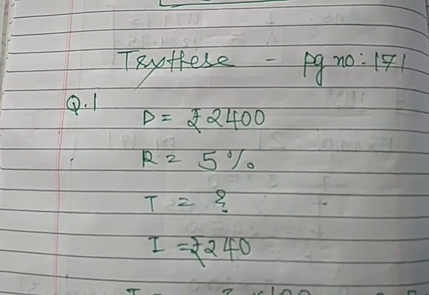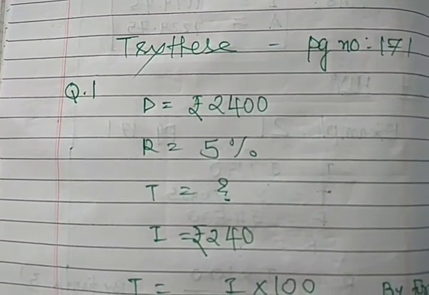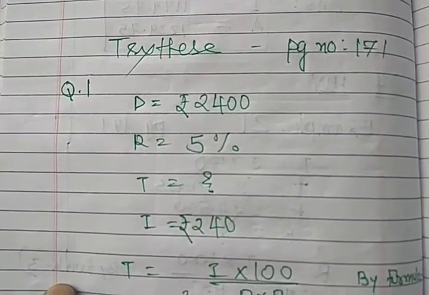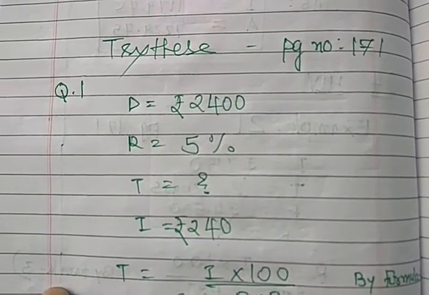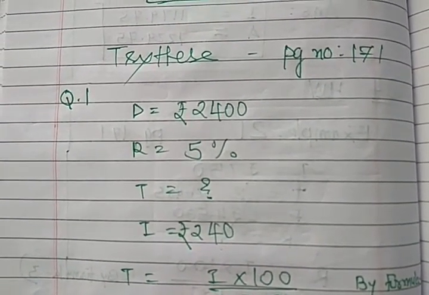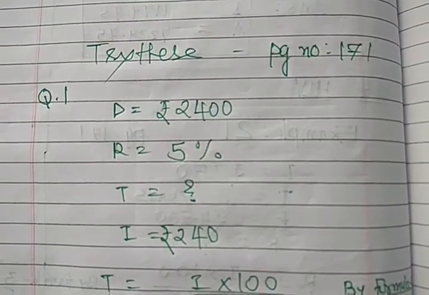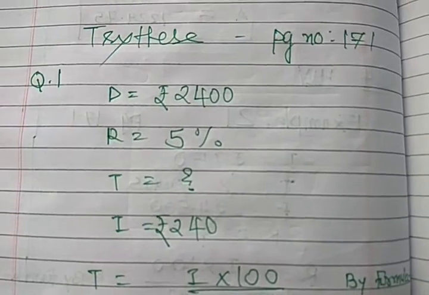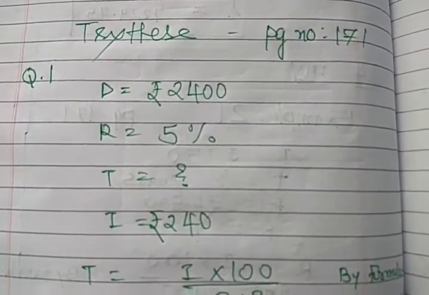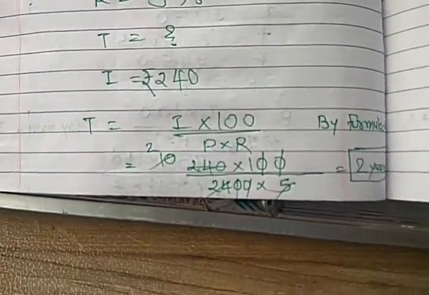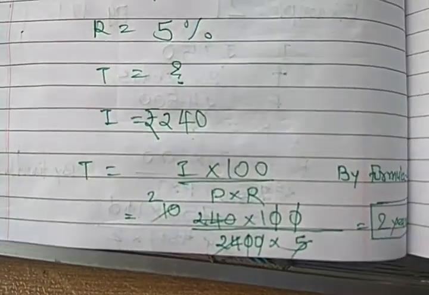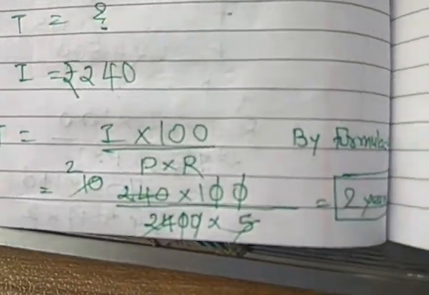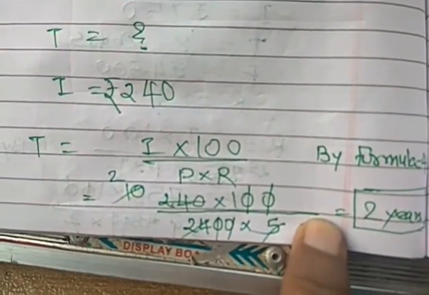Okay, then next try this page number 171 where question number 1 is given. Principal amount is given as 2400, R is given 5%. Here you have to find out T, and interest is given 240 rupees, right? You see from the textbook. Please try this, and you must write the question. Note down all this. So now T is equal to I into 100 upon PR. Then you will get the answer. You simplify, you will get 2 years.